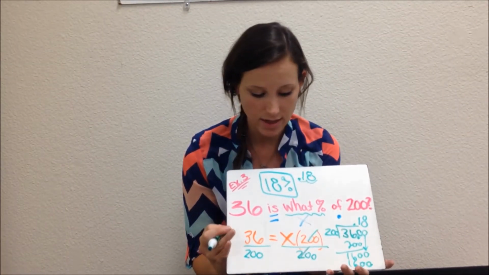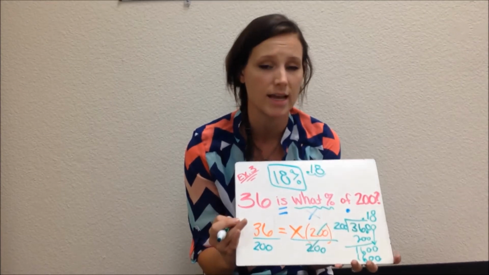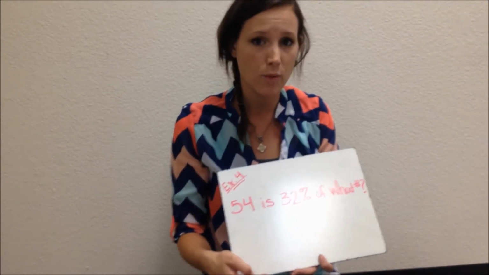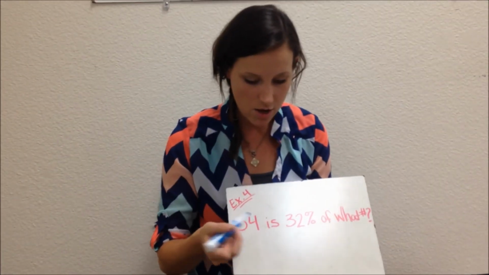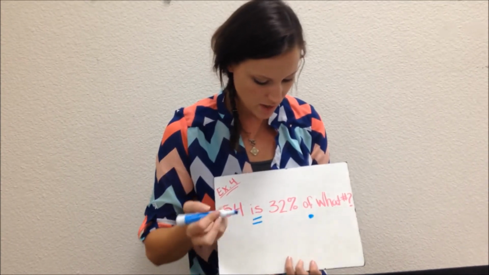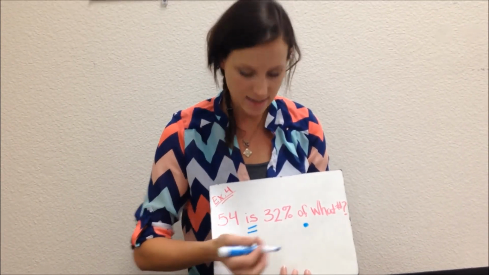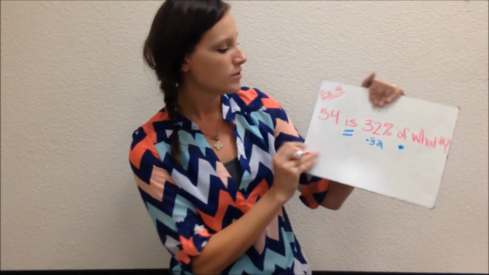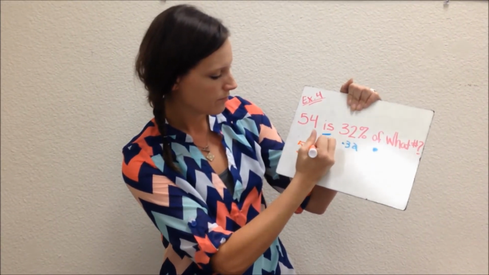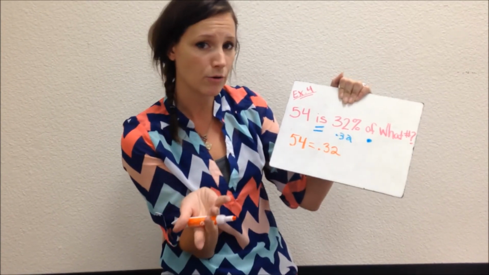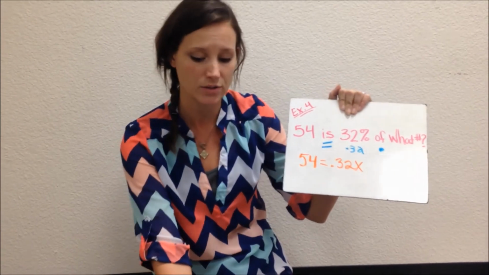Okay, 36 is what percent of 200? 36 is 18% of 200. Okay, last but not least, 54 is 32% of what number? I'm going to look for my keywords. My word is means equals. My word of means multiply. And my 32%, I have to put it as a decimal, which is 0.32. I'm going to drop everything down. So 54 equals 0.32 times, it says what number? I don't know what that number is, so I'm going to go ahead and put an X right there.